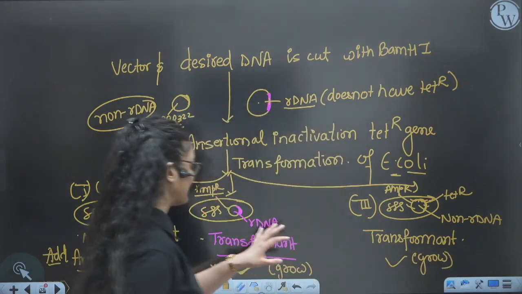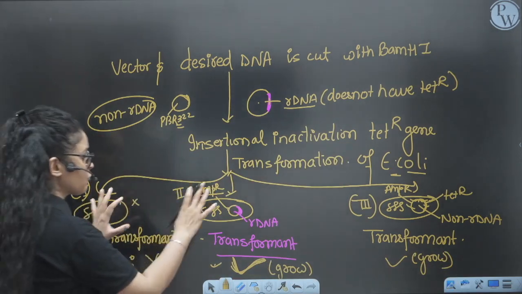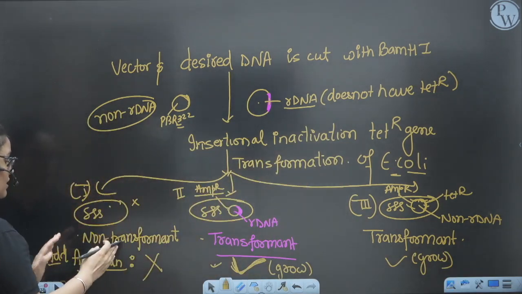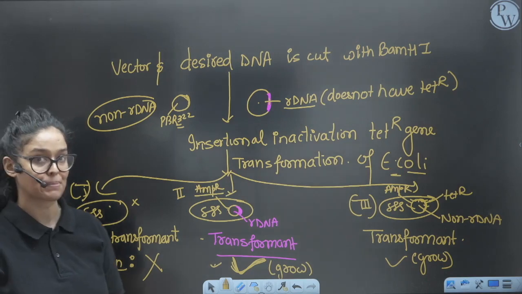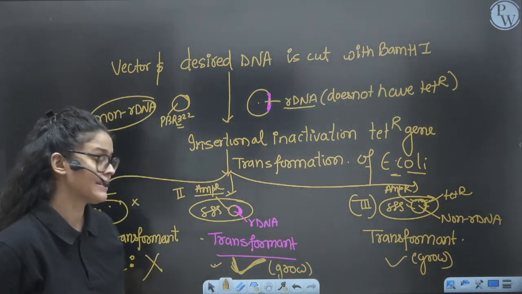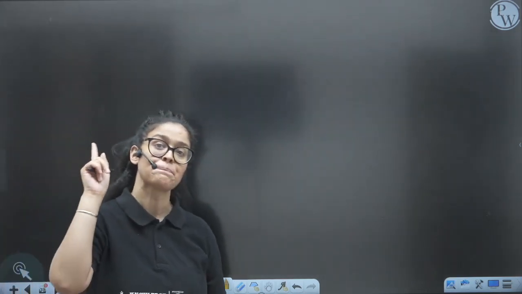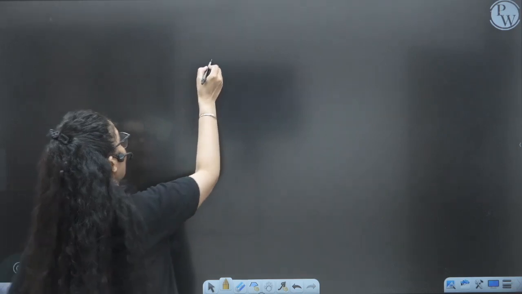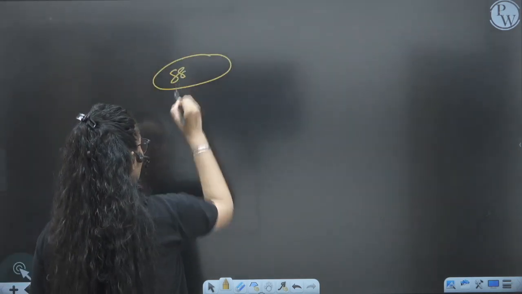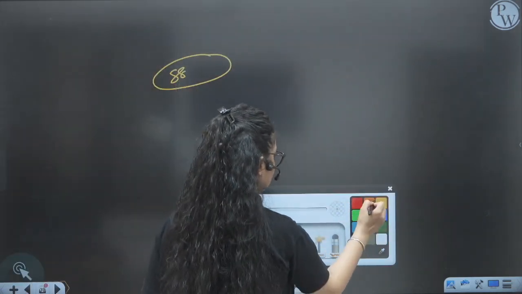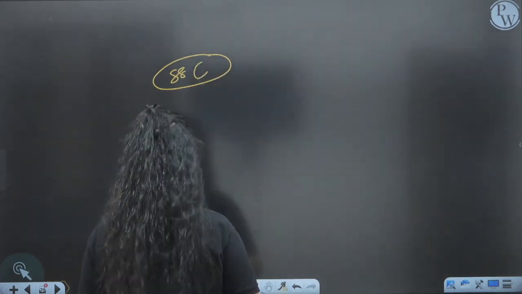So we have selected the transformant from the non-transformant in the first step using ampicillin antibiotic, right? Now we have to select the transformant with the recombinant DNA, meaning having our gene of interest. How do we do that?